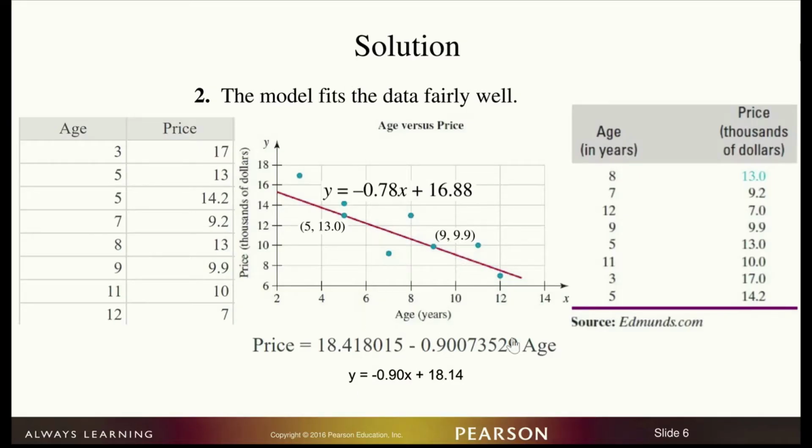All right, so here we have the exact linear regression model, right? Remember that if we replace price with y and age with x, because age is the independent variable or the explanatory variable, and price is the response variable or dependent variable. So we end up with this model, right? Notice not that far off.